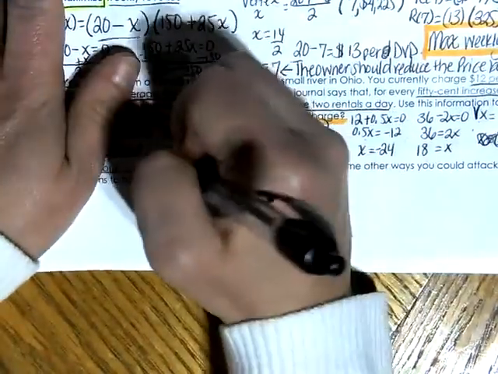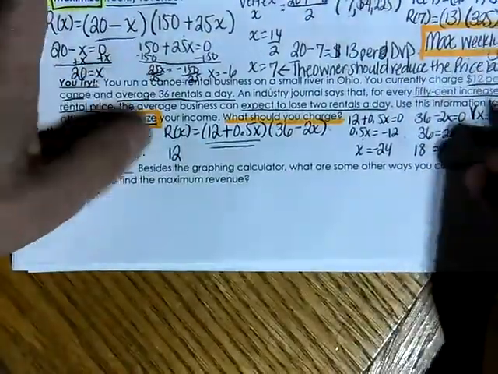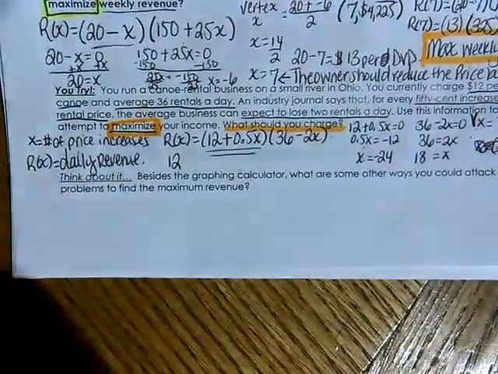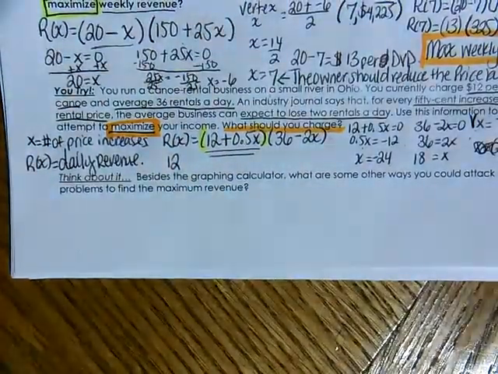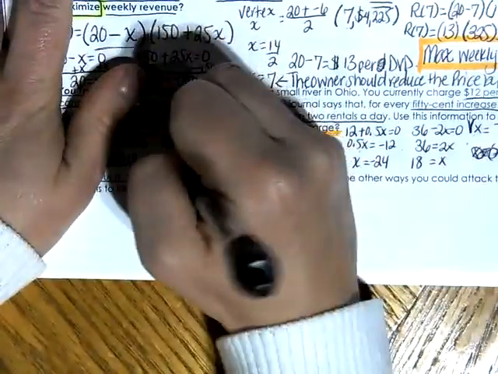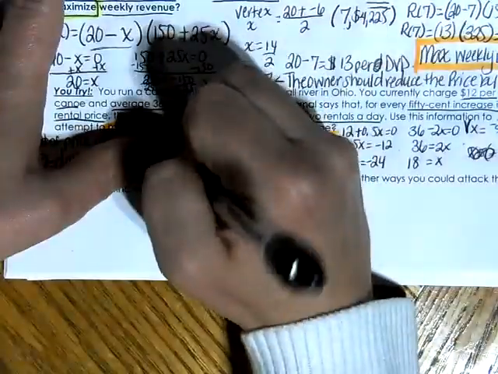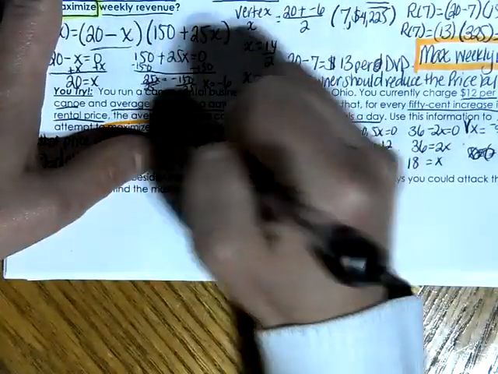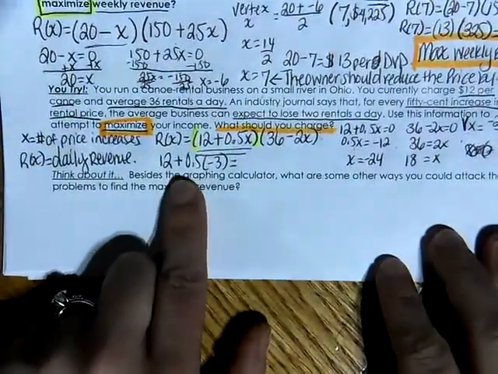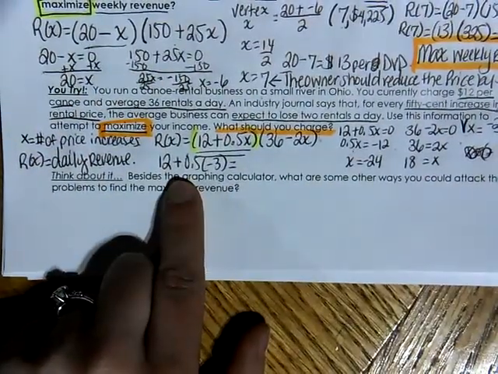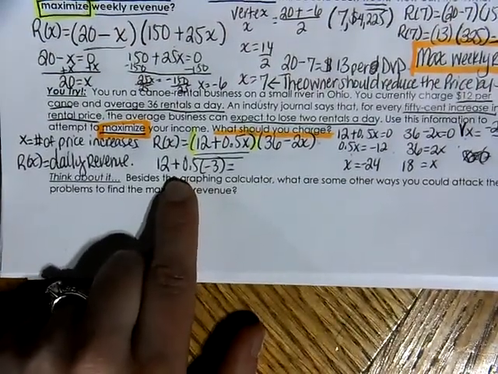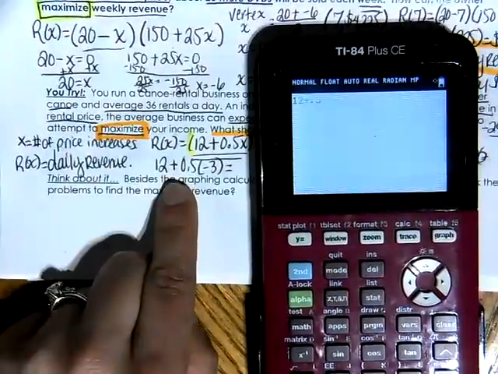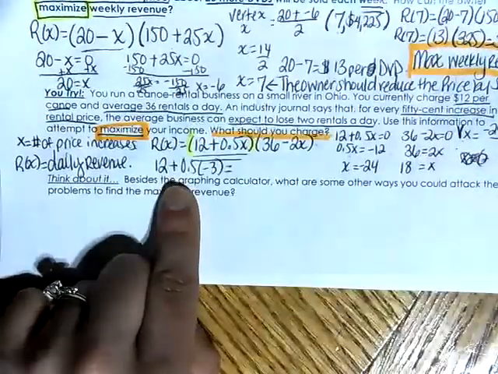So let's go back and look at what our price should actually be. Remember that the price was 12 plus 0.5x. So let's figure out what our price should be. That's 12 plus 0.5 times negative 3, and when you put that into your calculator, you're going to end up with 10.5.